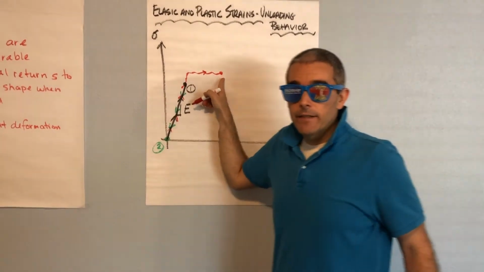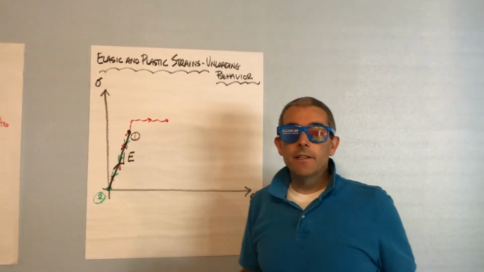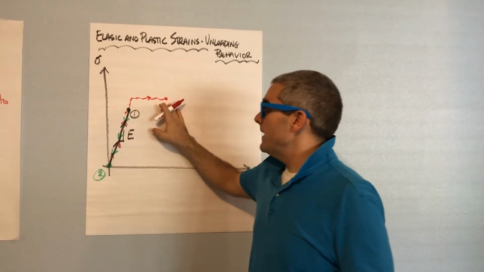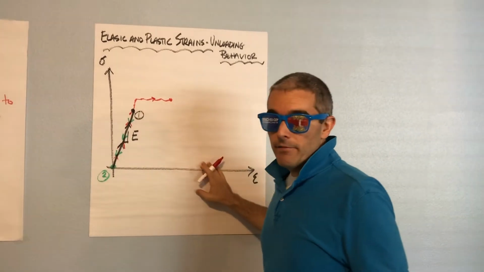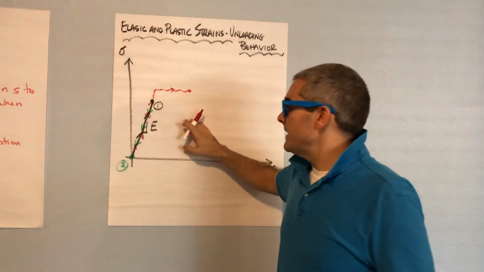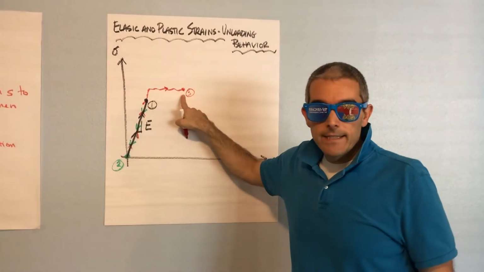Now, once I have yielding, one of our definitions for yielding was that plastic deformation has now occurred. Now I'll have some permanent strain or permanent deformation in my member. Now how do I figure out what kind of permanent deformation I have? So what do you think would happen if I release this?